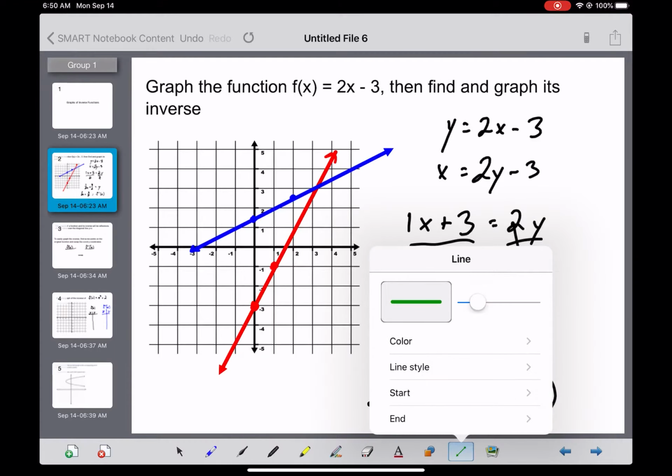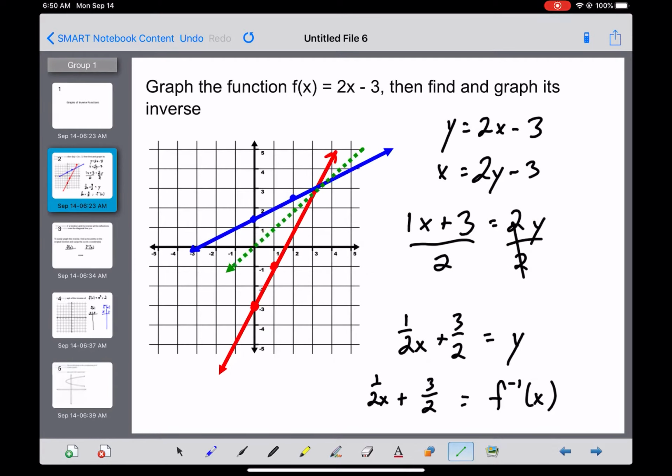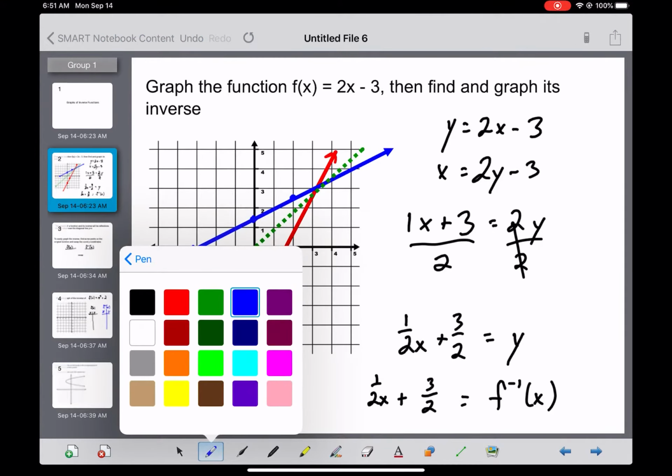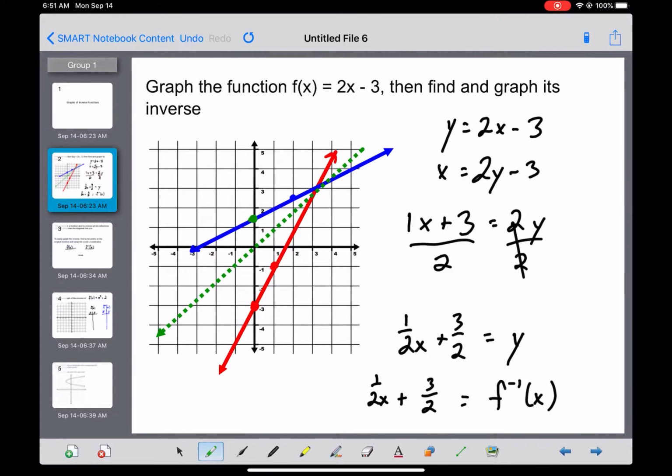If I just draw a dotted line in here, these are actually a perfect reflection over this diagonal line. Let's take this intercept point at 0, 1.5. It has a corresponding point directly across this line from it at 1.5, 0. Or this point at 1, 2 has a corresponding point directly across from it at 2, 1. And even coming out here, this intercept at negative 3 has a corresponding point directly across from it at negative 3 on the x-axis. So anytime that we have two inverse functions, their graphs are going to be reflections of each other over this diagonal line.